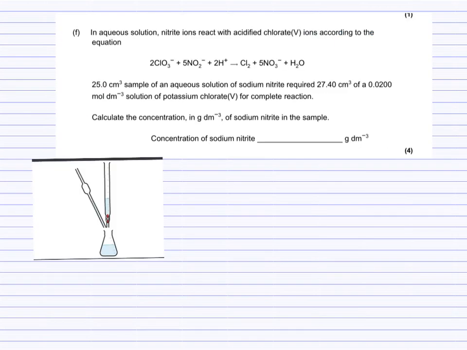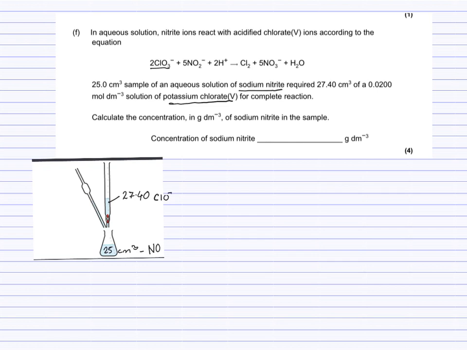Now we're going to apply our oxidation rules in a titration question. And what we're going to do here, so we know it's a titration, we've got 25 centimetres cubed nitrite. In the burette we have got the 27.4 centimetres cubed of the oxidizing agent, the potassium chlorate 5, for the complete oxidation. So if we draw the pictures we can see what's going on.